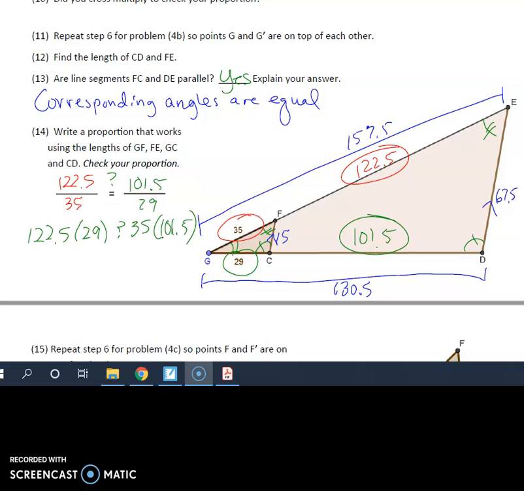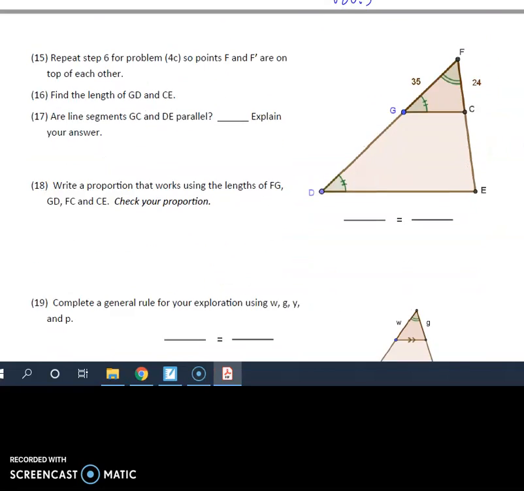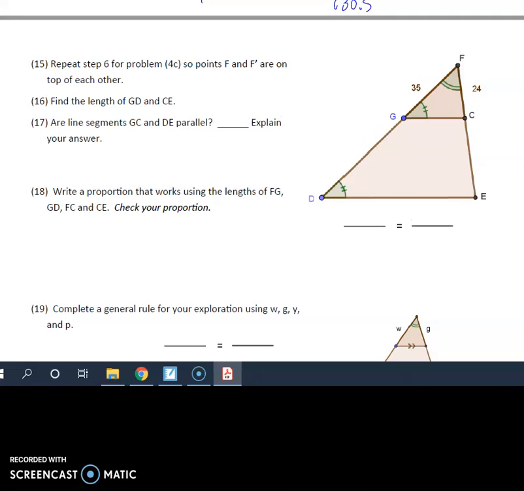So 122.5 times 29 is 3,552.5. And 35 times 101.5 is also 3,552.5. So it works again. So we can create a proportion using the two sides that are being split into pieces by the nested triangle. Ask you to do the same thing for the third one.